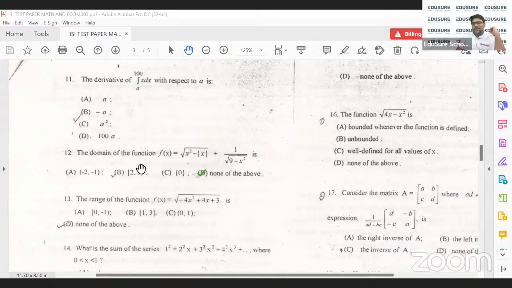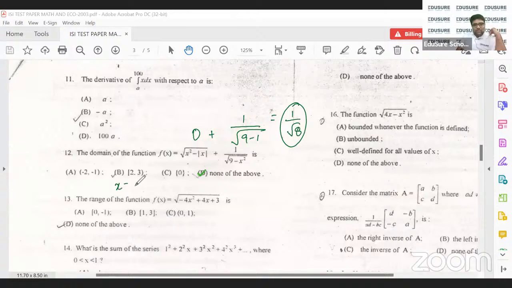Majority of you have marked B. I don't know why. Even 1 will suffice. Look at this. If I put x is equal to 1, this is 0 plus 1 by root over 9 minus 1, which is basically 1 by root 8, which is defined. So even at x is equal to 1, it will hold.